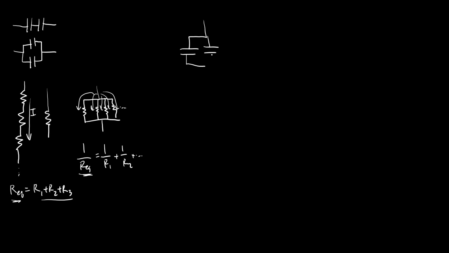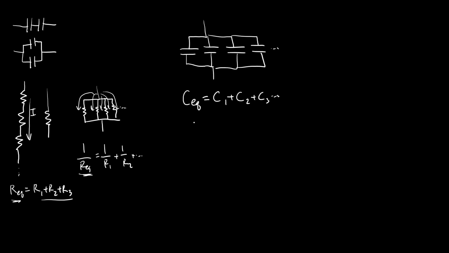So if I add a bunch of capacitors in parallel, and you can keep adding as many as you want, then the equivalent total capacitance is just the sum of all the individual capacitances, C1 plus C2 plus C3, and so on. Or if you want to write that in fancy summation notation, it is the sum from i equals 1 to n of Ci, where n is your number of capacitors.